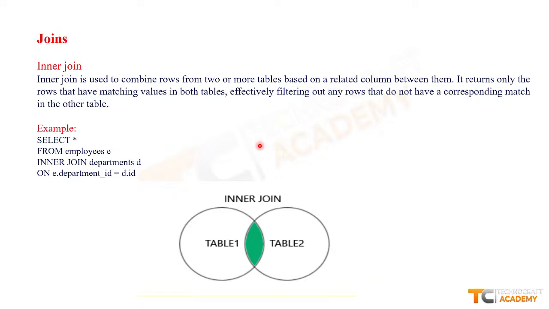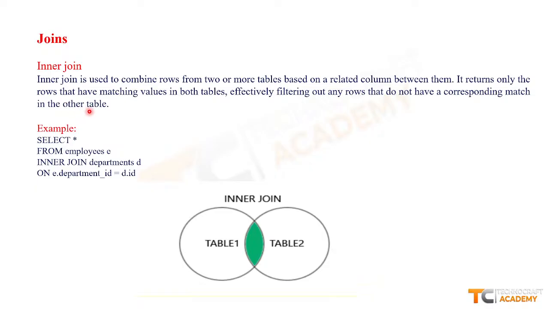So we have different types of joins in SQL. Like we have inner join, left join, right join, full join or the outer join, and then the self join. So we'll go one by one. The first one is the inner join. Inner join is used to combine rows from two or more tables. It returns only the matching values between both the tables. And if there is no match, then we'll have a null.